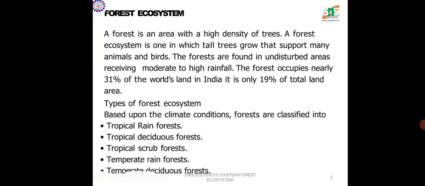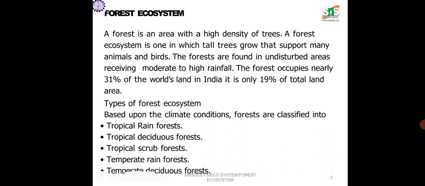Forest ecosystem is an area with a high density of trees. A forest ecosystem is one in which tall trees grow that support many animals and birds. The forests are found in undisturbed areas receiving moderate to high rainfall. The forest occupies nearly 31% of the world's land. In India, it is only 19% of total land area. So that is very much less.